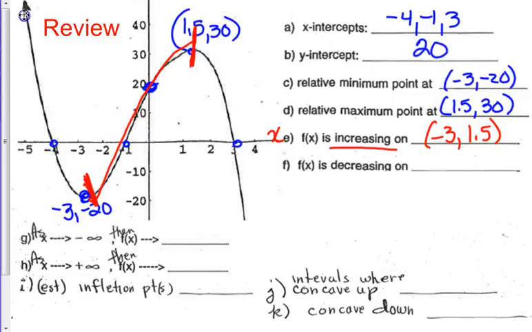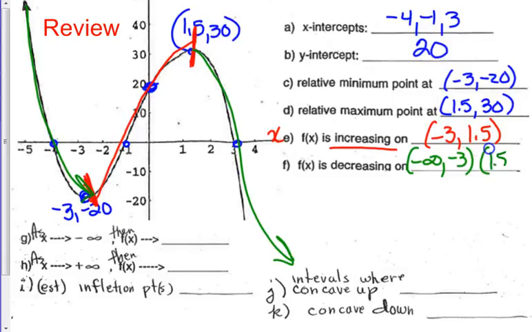Decreasing is where it's going down as I go left to right, which was from the left-hand side until we hit -3. And then from 1.5 to the right. Again, it's x intervals where this is happening. Give me not y values, okay? End behavior. We good with end behavior? As x approaches -infinity means the left side, and we would say it's doing what? Positive infinity. As x approaches positive infinity means the right side, and on the right side this one is going down.